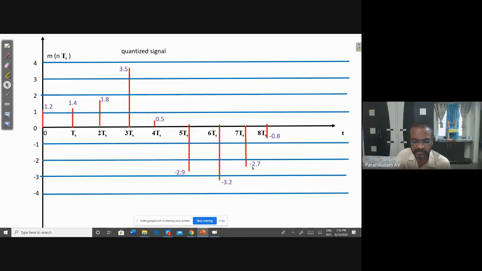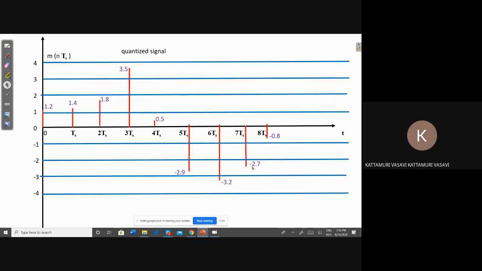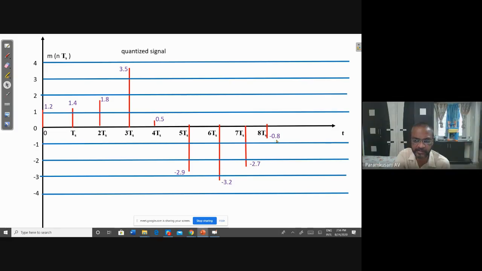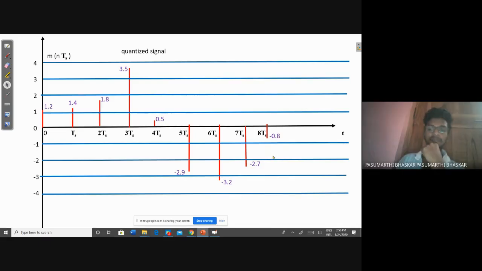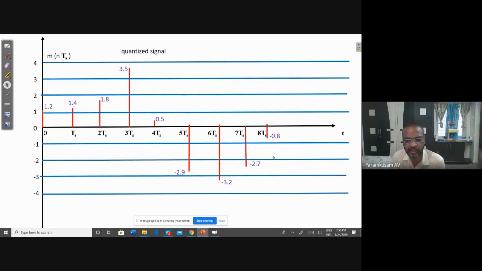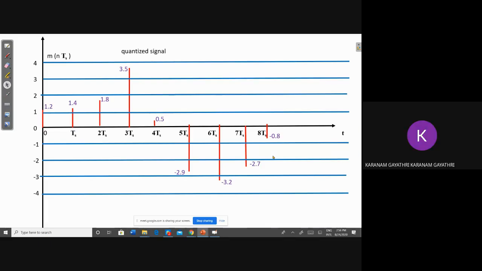Minus 2.7, minus 2 to minus 3, sir. Minus 0.8, 0 to minus 1, sir. The sample values are continuous, there are 8 here. Say them: 1.2, next 1.4, 1.8, 3.5.